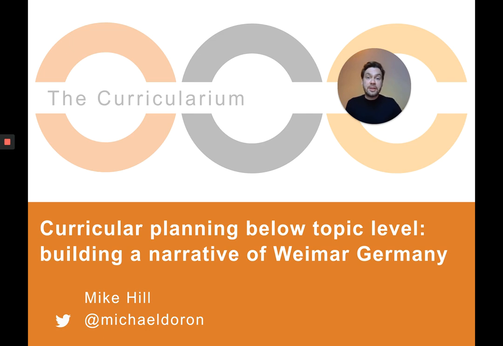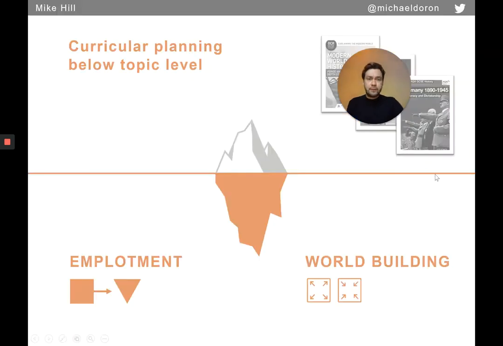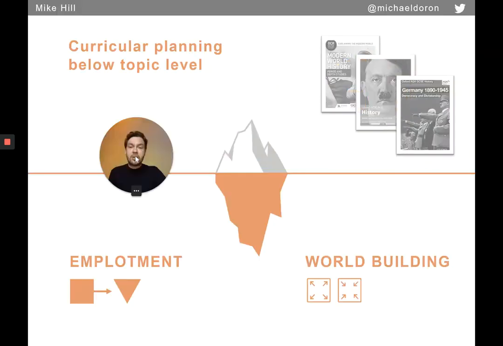Now, the first question is, why did I choose Weimar Germany as the example for this video? And there are three broad reasons. The first one is that Weimar Germany is a very common GCSE exam topic that students study in England.